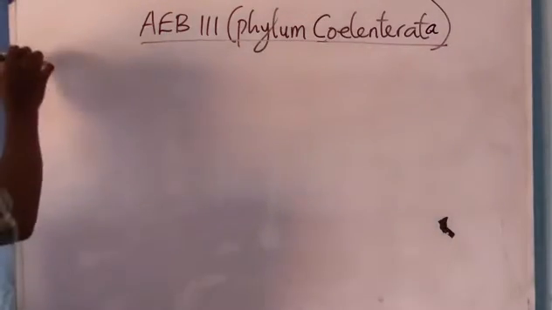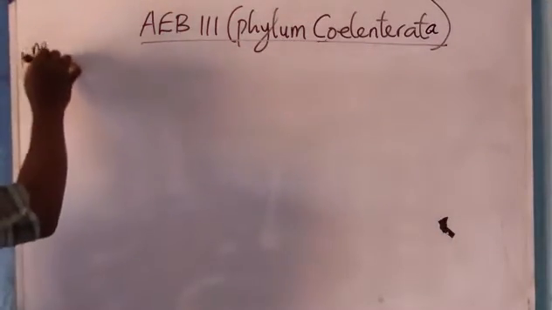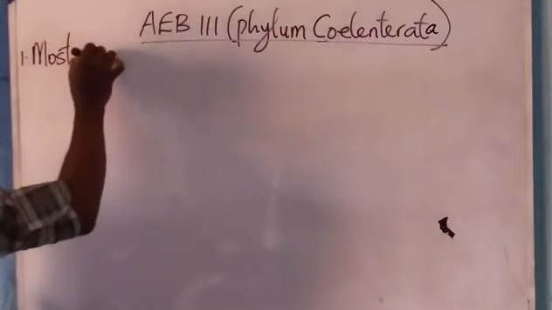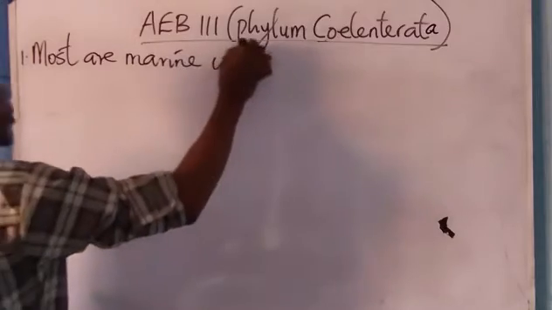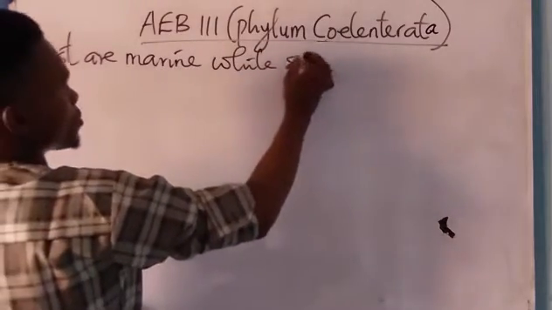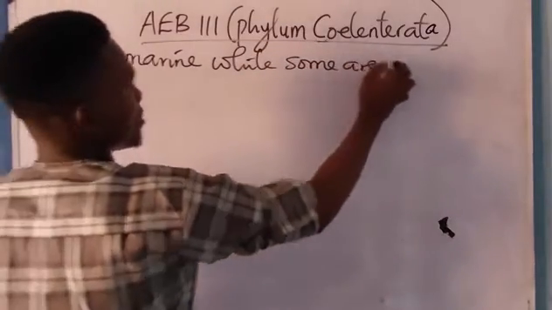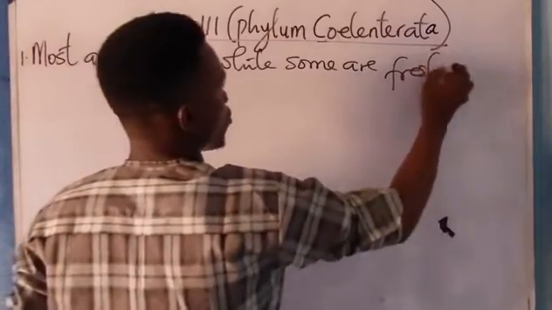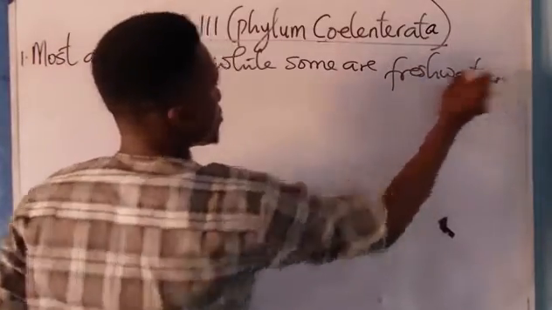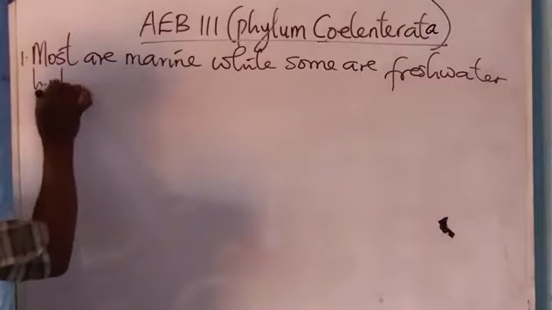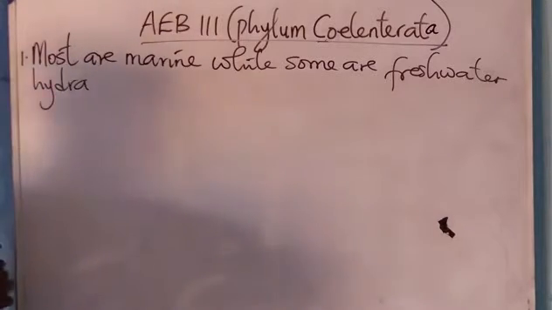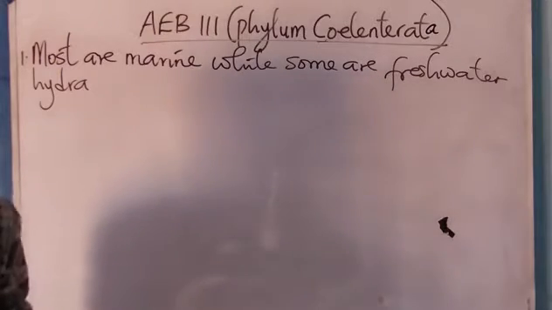First and first, most of them are marine, while some are found in fresh water. A good example is the hydra. Hydra is found in freshwater habitat.